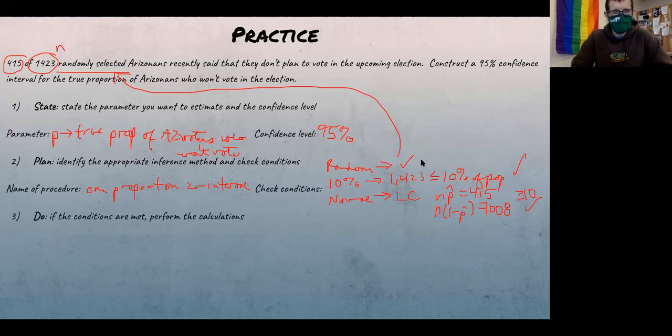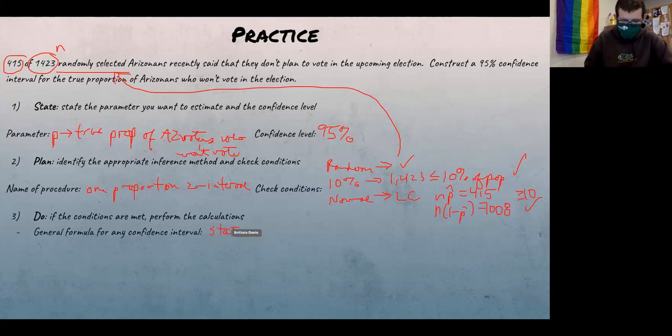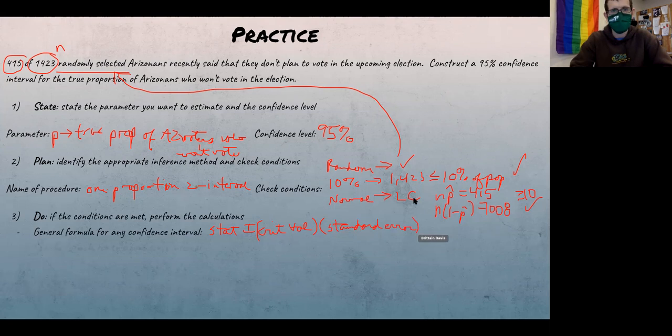If the conditions are met, perform these calculations. We want to first of all have a general formula, and this comes straight from the AP formula sheet. We can say it's the statistic plus or minus the critical value times the standard error. Now, before we do the specific formula, we're going to use the same general formula when we look at our confidence intervals today for means. That won't change, but the specific formula will.